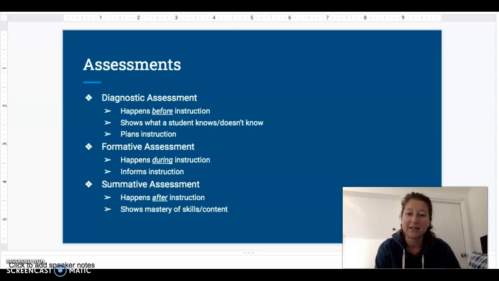One is a diagnostic assessment, and this happens before any instruction even begins. This gives you a little insight of what misconceptions students have, what they know, what they do not know, and this helps you really plan your instruction for your students to make short-term goals as well as long-term goals for your students as well.